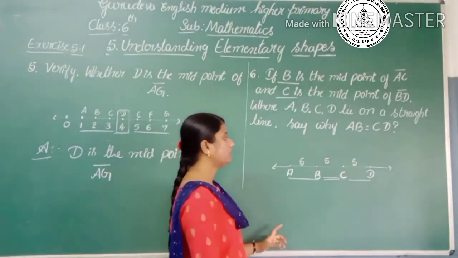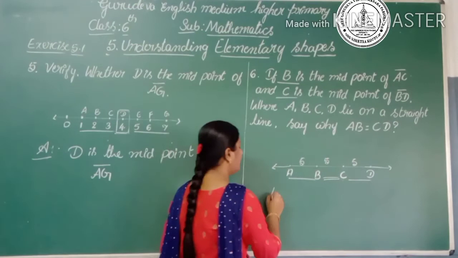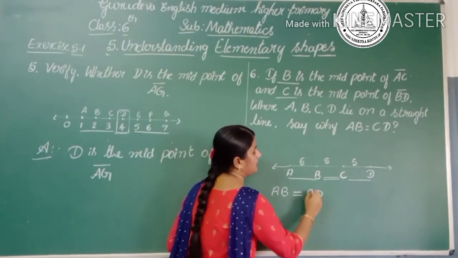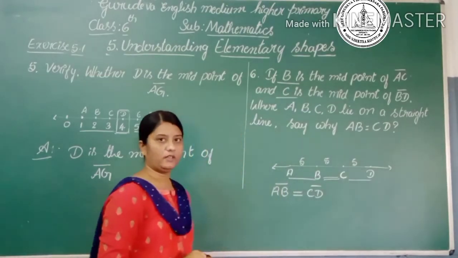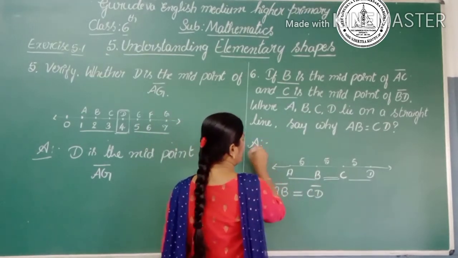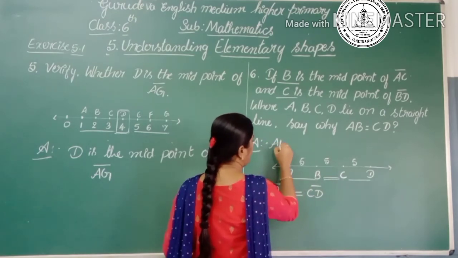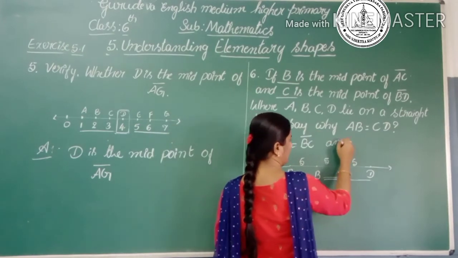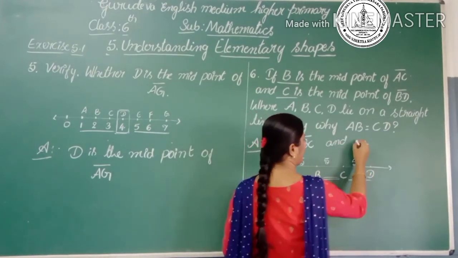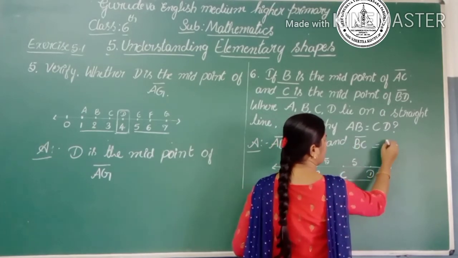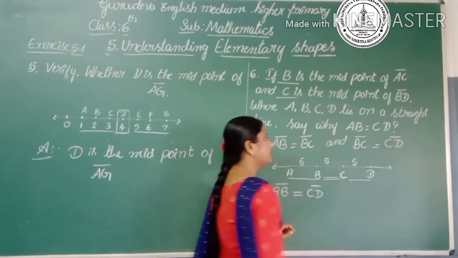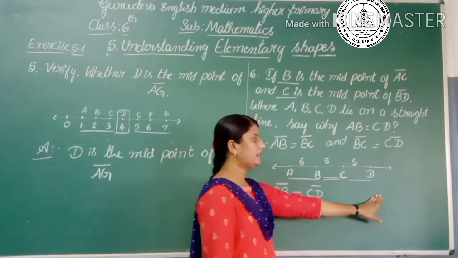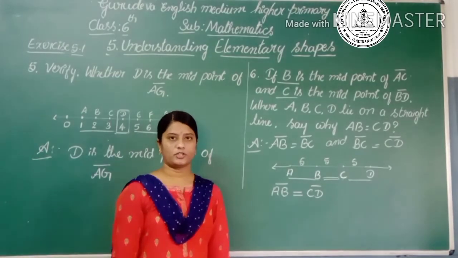So we can say that line segment AB is equal to CD. And also in the answer we can write, line segment AB is equal to BC, and BC is equal to line segment CD. Then we can say that AB is equal to CD. Right? Yes. Let's go to the seventh question.